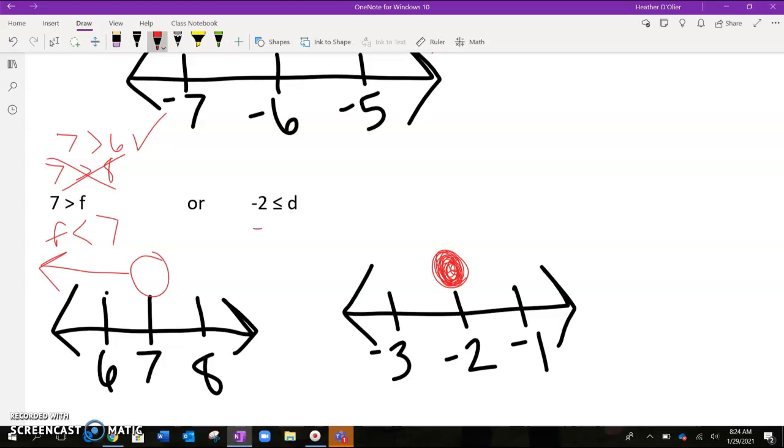So let's substitute it in. -2 is less than or equal to -3. Oh, sometimes with negatives that can get confusing, but -3 is a smaller amount. So that's wrong. However, -2 is less than or equal to -1, right? And remember, I can rewrite the inequality. If -2 is less than or equal to d, that means that d is greater than or equal to -2. So greater than, I'm going to go that way.